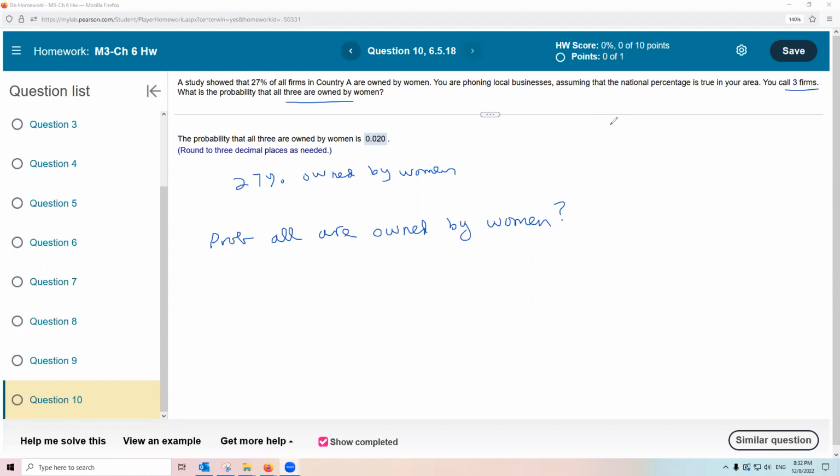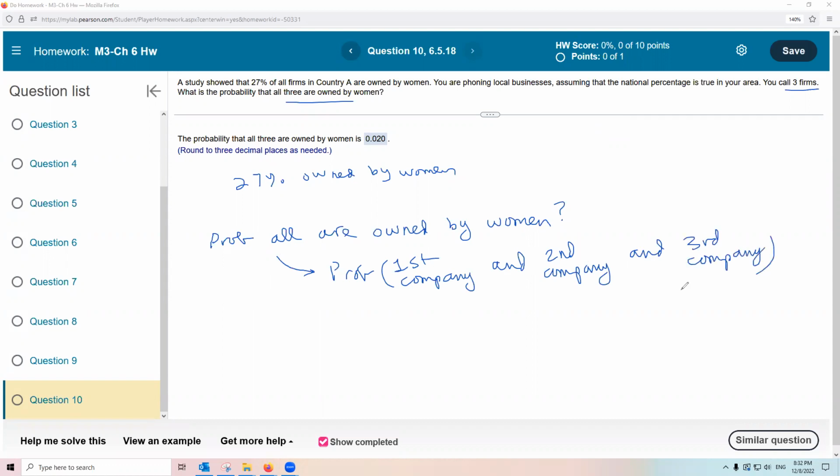the probability that all 3 companies are owned by women, I can really think of it this way. This probability is the probability that the first company is owned by a woman, and the second company is owned by a woman, and the third company is owned by a woman. And I think we can assume that these events are independent, meaning there's no relationship between these companies. So what happens with the first company doesn't affect the probability for the second company. Well, when you have an and probability like this, if you remember, you're allowed to multiply these probabilities together.